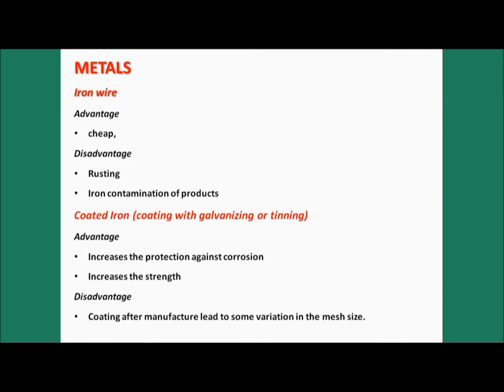Next we have the coated iron. The coating is with galvanizing, meaning aluminum coating or mercury coating, right? Basically aluminum, or tinning, coating with tin. The advantage is that it increases the protection against corrosion. Moreover, it increases the strength. And the disadvantage of this coated iron is that the coating after manufacture leads to some variation in the mesh size, because some meshes will take more coating, some meshes will take less coating.